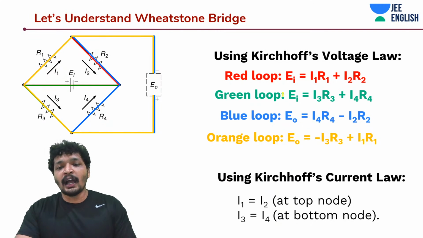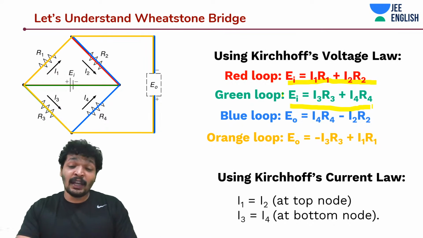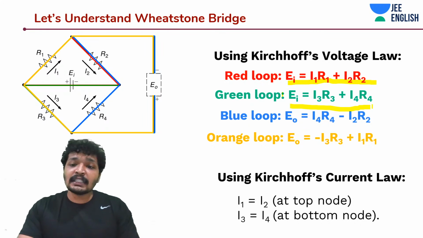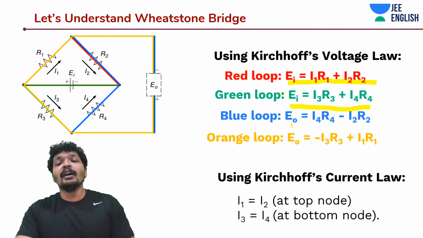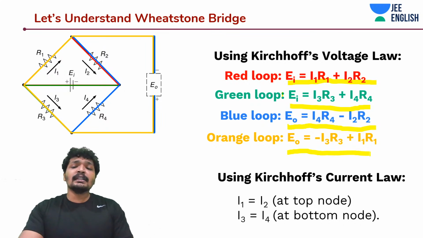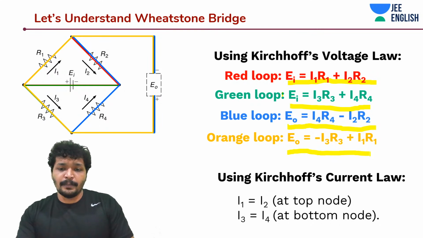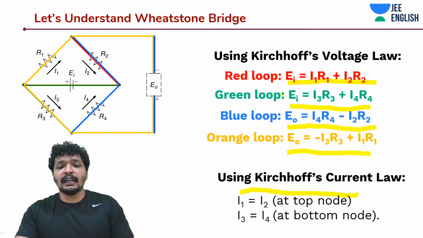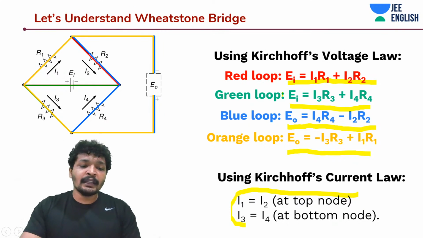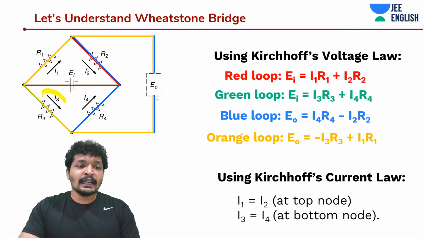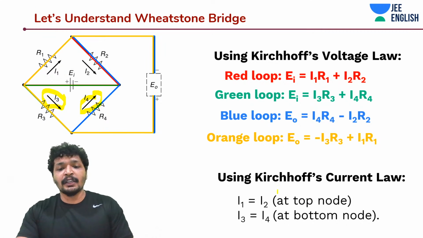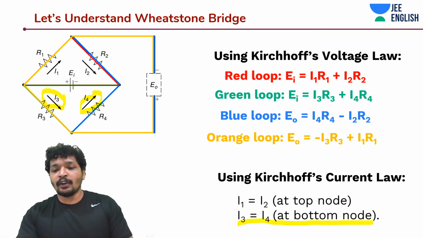EI is equal to I1 R1 plus I2 R2, EI is equal to I3 R3 plus I4 R4, and the blue loop would give me E naught is equal to I4 R4 minus I2 R2. And similarly, the orange loop gives me minus I3 R3 plus I1 R1 is equal to E naught. One way is that I can directly claim, just like we did in the beginning, since this current and this resistor are in series, I3 should be equal to I4. We are calling it the bottom node.